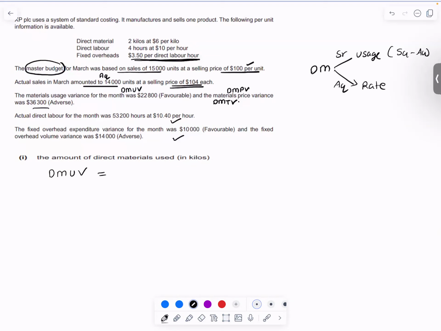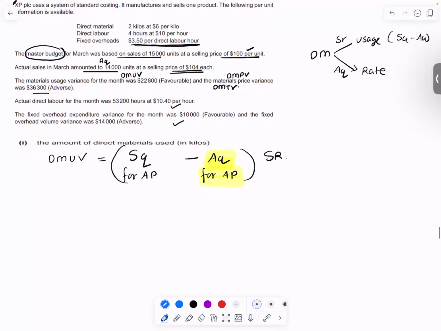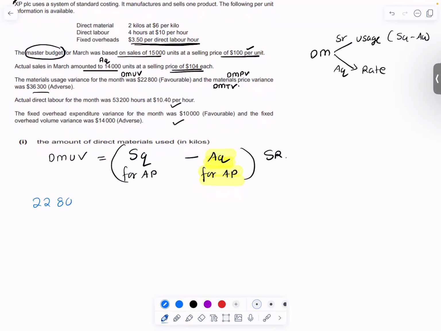Standard rate. So direct material usage variance is standard quantity for actual production, minus the actual quantity for actual production, multiplied by the standard rate. Now they want me to find the amount of direct material used in kilos, that means the actual quantity for actual production. This is the thing I don't know, which I've highlighted. The direct material usage variance is 22,800, favorable.